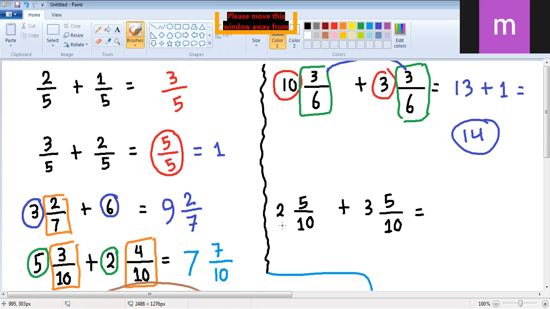Do the next one. 2 and 5 tenths plus 3 and 5 tenths. 2 plus 3 equals 5 first. And 5 tenths and 5 tenths equals 10 tenths, but we can't write it that way. We will write 1. So 5 plus 1 equals 6. So the answer is 6. Okay.